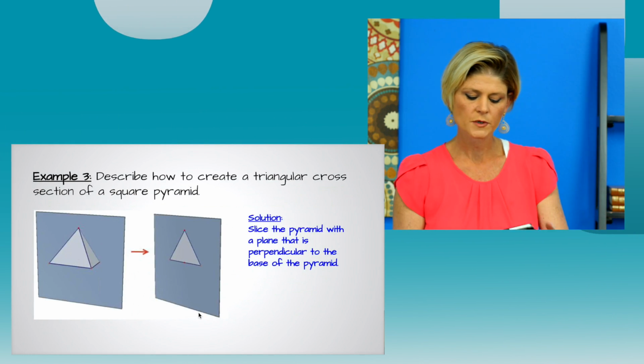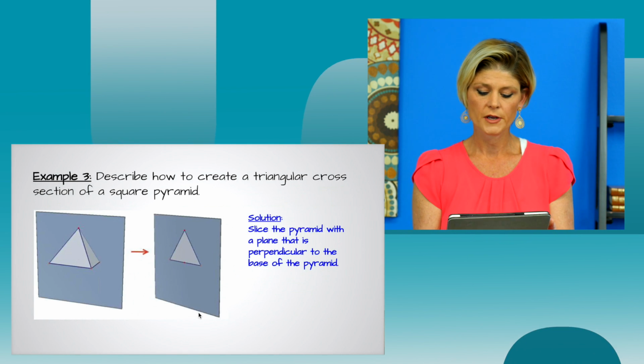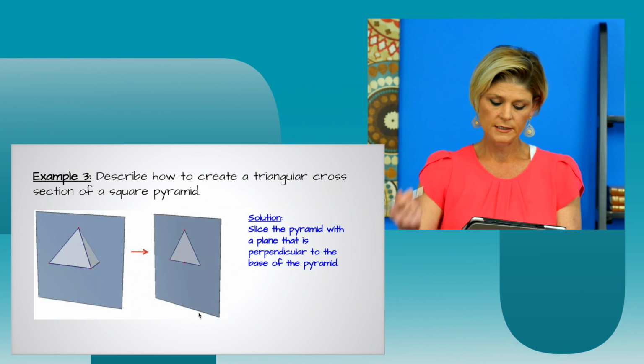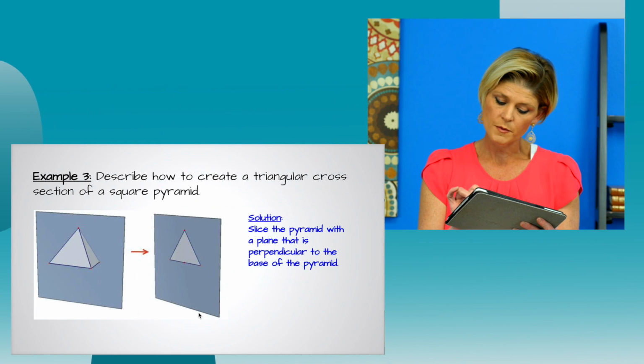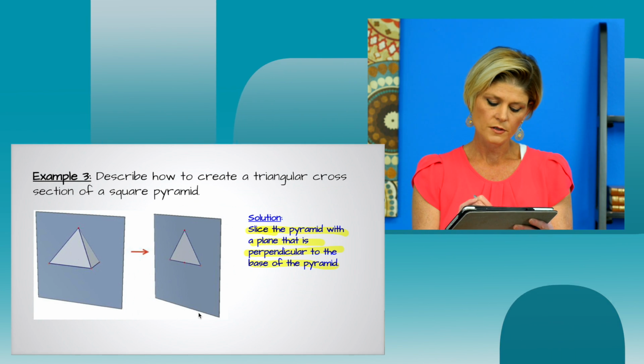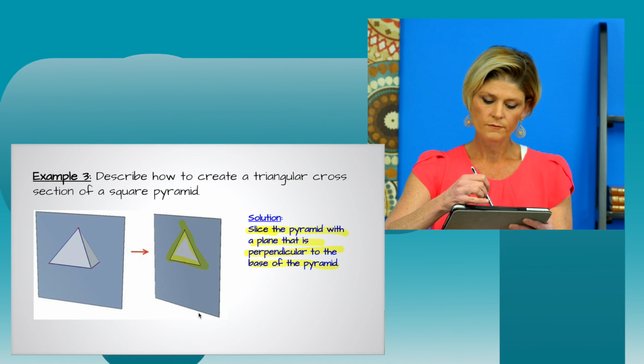Last one, example 3: describe how to create a triangular cross-section of a square pyramid. Basically, the solution is that we just slice the pyramid with a plane that's perpendicular to the base of the pyramid, and you can see a triangle.